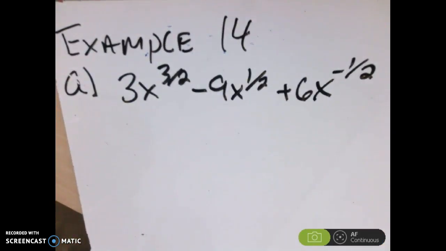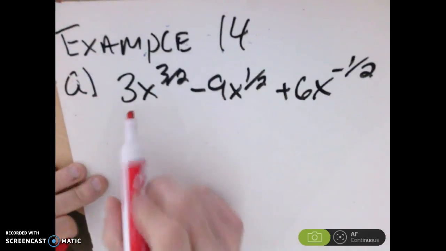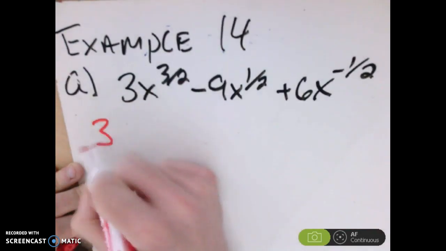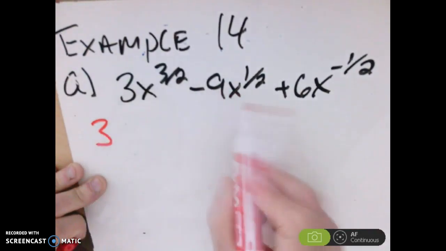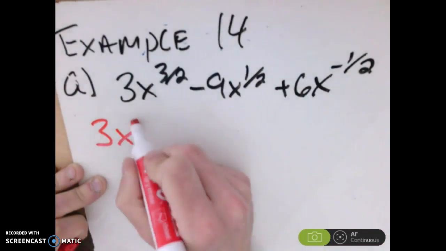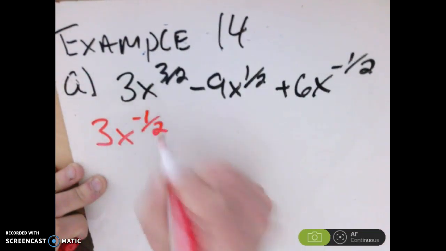Okay, so now on to example 14. So I have these fractional exponents, and I don't really know what to do right now. So how about I find a GCF first and take out a GCF? Okay. So they all have 3's, I see. 3, 9, 6. So I'll take out a 3. They all have x. And remember, I always take the lowest power of x out. The lowest power of x here is negative 1/2.